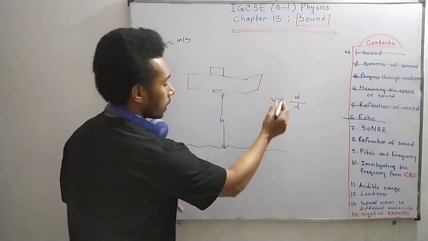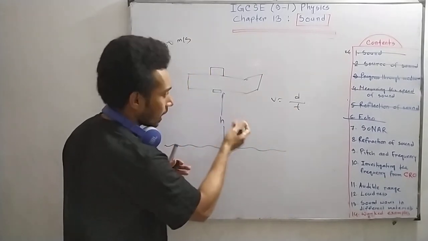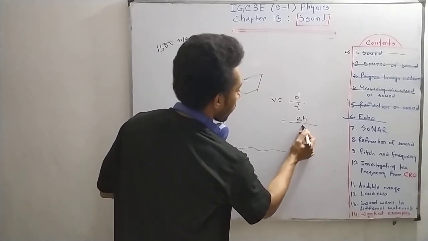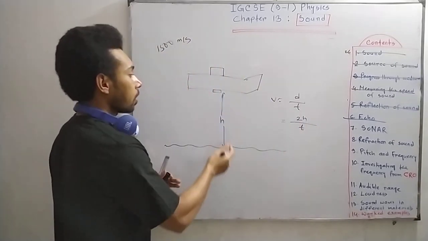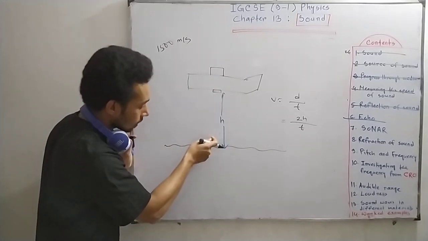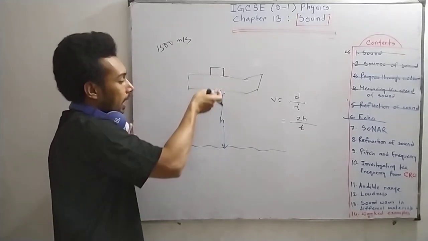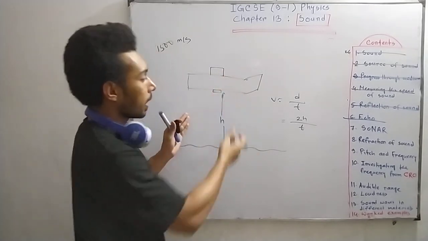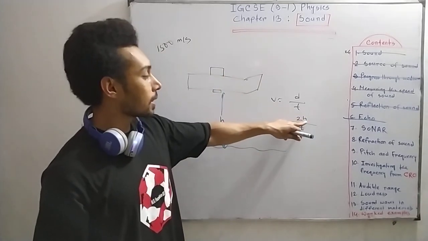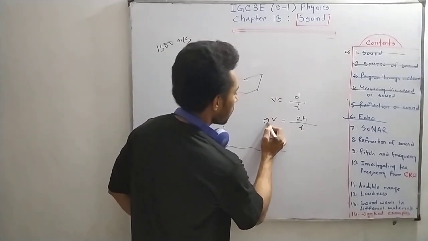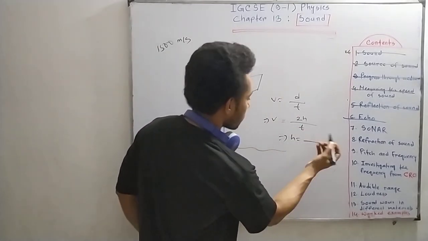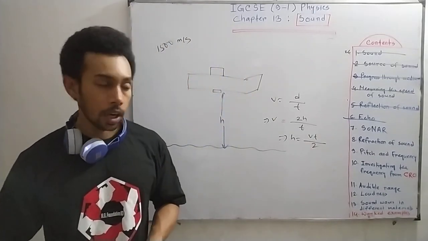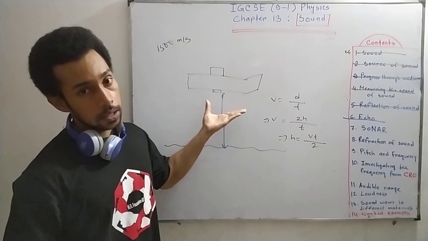If you consider the depth as h, the distance traveled is actually 2 times h. Twice h, because the sound has traveled h distance, and for coming back it has again traveled h. Therefore the distance traveled by the sound wave is twice h, and v is known, so making h the subject, you can measure the depth of the sea beneath the ship.